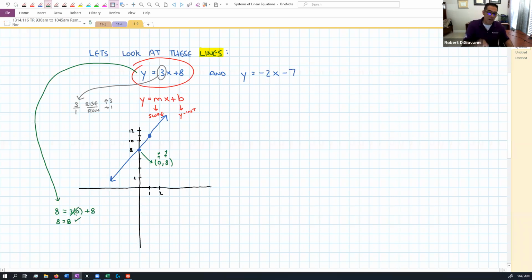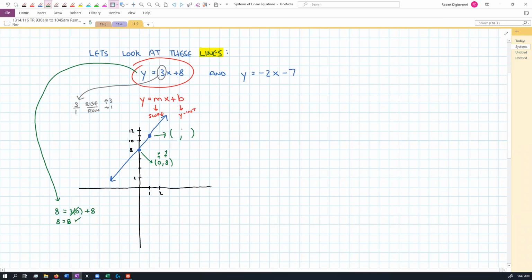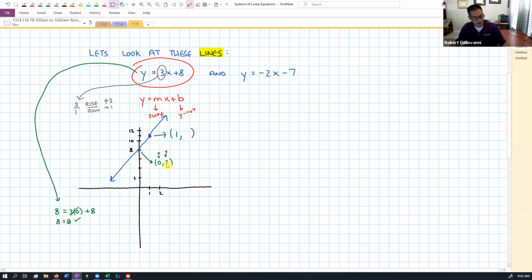Every point on that line should satisfy that equation. So can somebody tell me what the point is right here? Remember how we got to it, right? This point right here, we went up 3 over 1. So can someone tell me the x and y coordinates of this point? 1, 11, right? Because we went up 3, so we added 3 to the 8 to get 11. That makes sense, everyone?